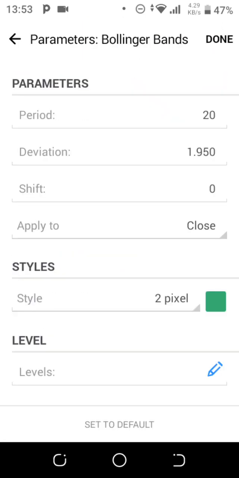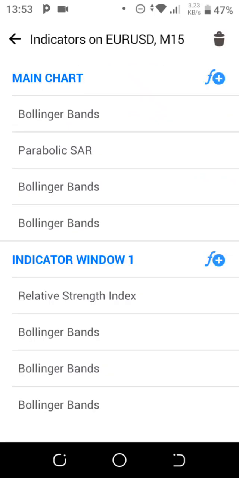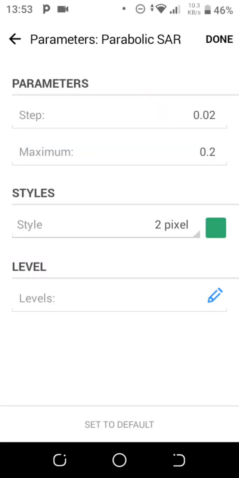This is Bollinger Bands, the main indicator, with period 20, deviation 1.950, applied to close, shift 0. It's the green color. Then the second indicator I also use is Parabolic SAR, with step 0.02 and maximum 0.2.